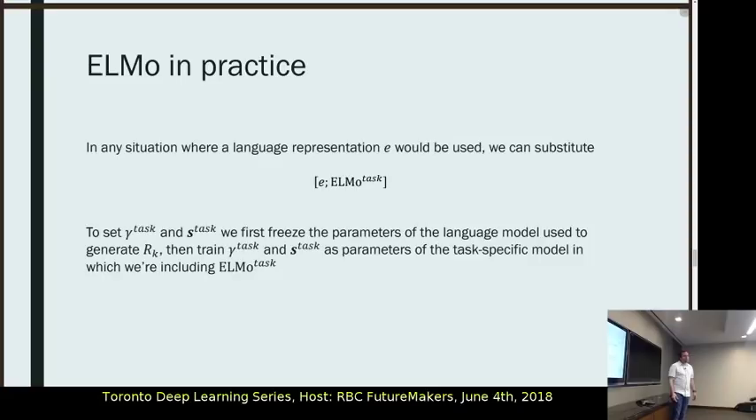It's not clear what E is, is it a language representation? Any language representation. I should have written X there. It's whatever representation you're using before, one-hot vectors or embeddings. Anything you want. Other embeddings from Word2Vec or GloVe.